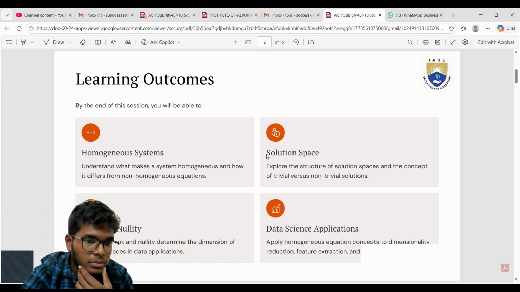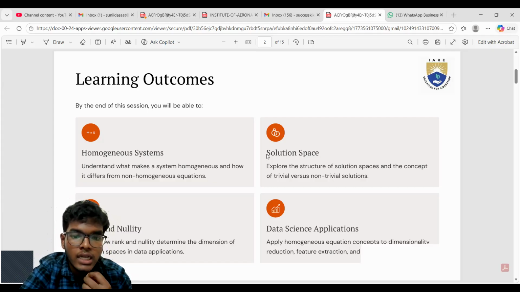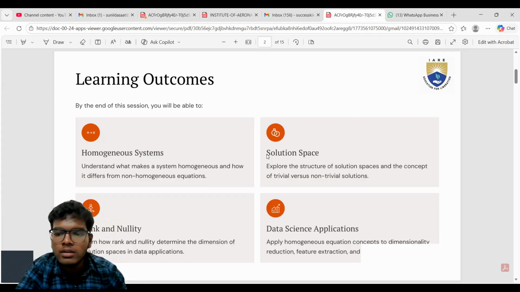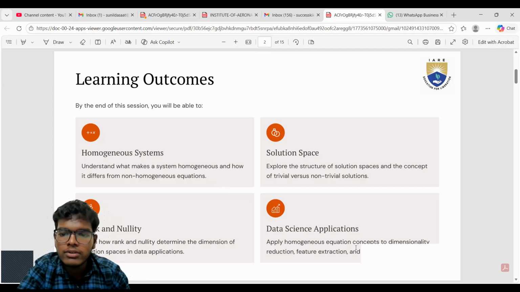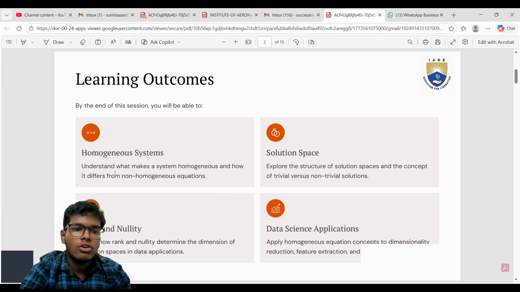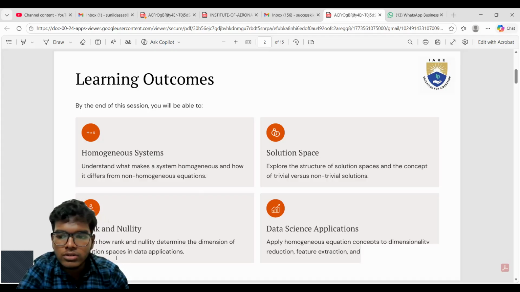In this, we will discuss homogeneous systems, rank and nullity, and data science application. Apply homogeneous equation concepts to dimension reduction, feature extraction, and solution space. Explore the structure of solution spaces and the concept of trivial versus non-trivial solutions. Understand what makes a system homogeneous and how it differs from a non-homogeneous equation. Learn how rank and nullity determine the dimension of the solution spaces in data science.